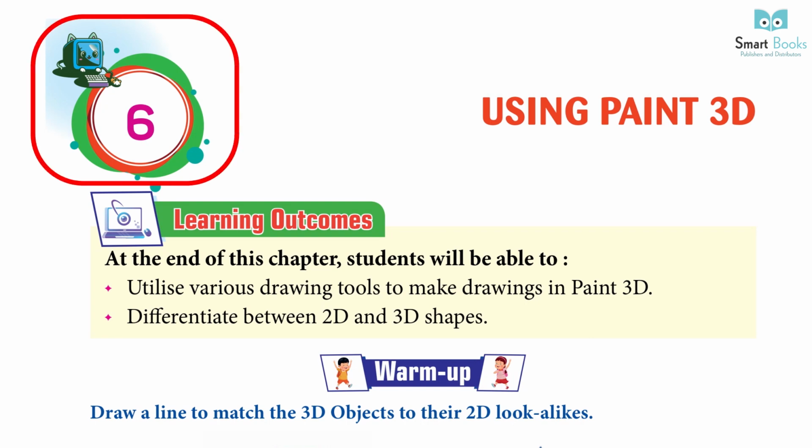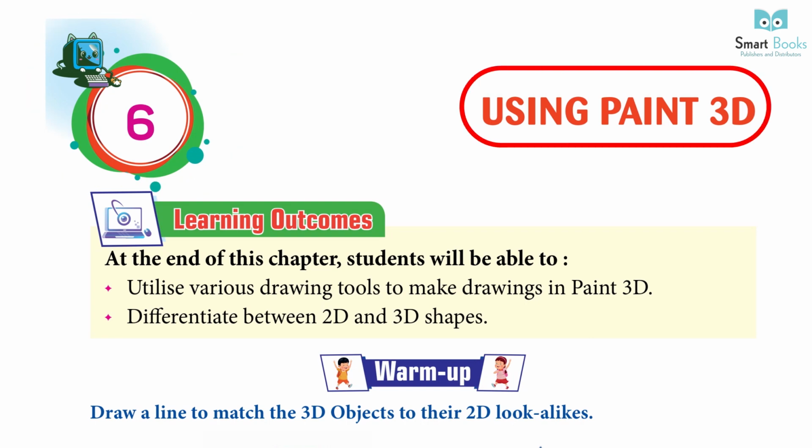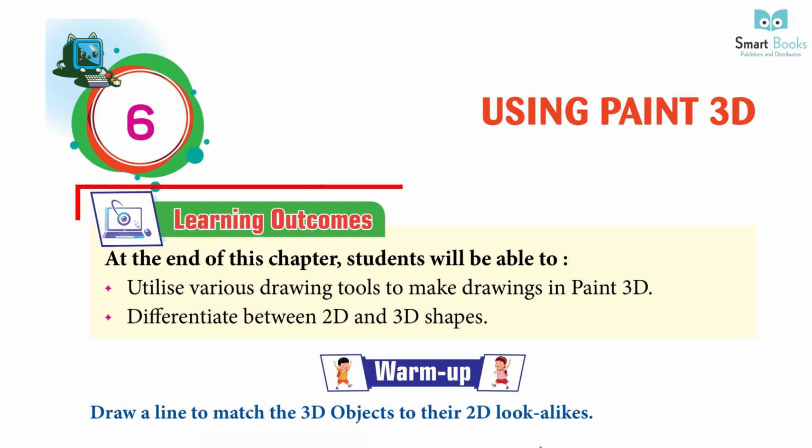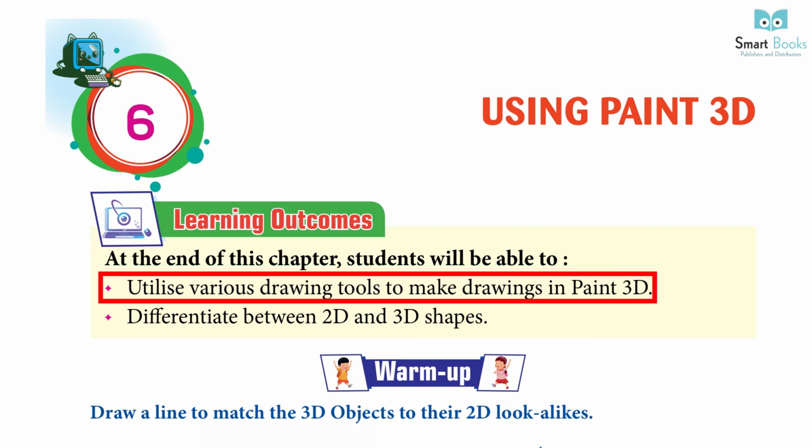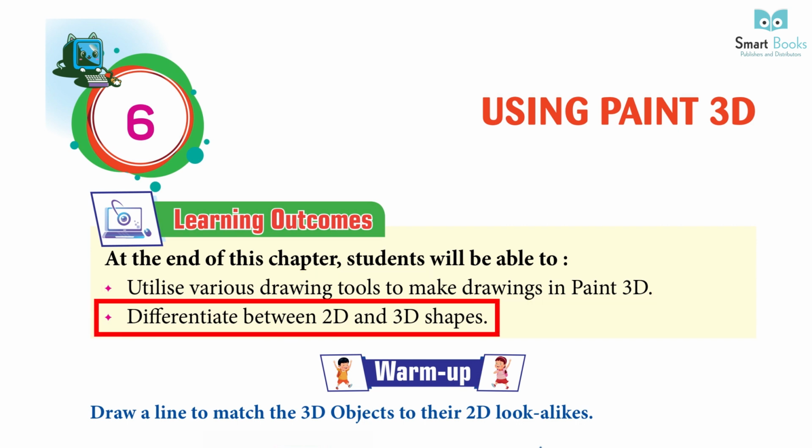Chapter 6: Using Paint 3D. Learning Outcomes. At the end of this chapter, students will be able to utilize various drawing tools to make drawings in Paint 3D, and differentiate between 2D and 3D shapes.